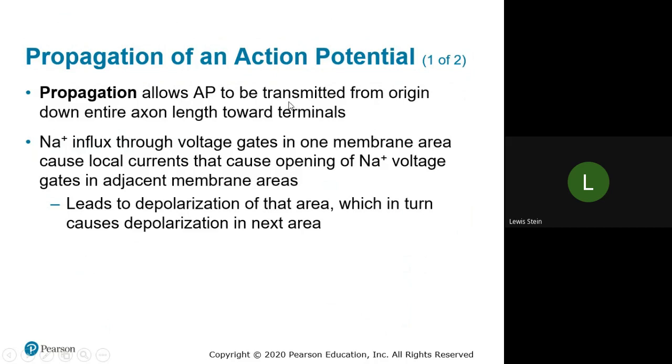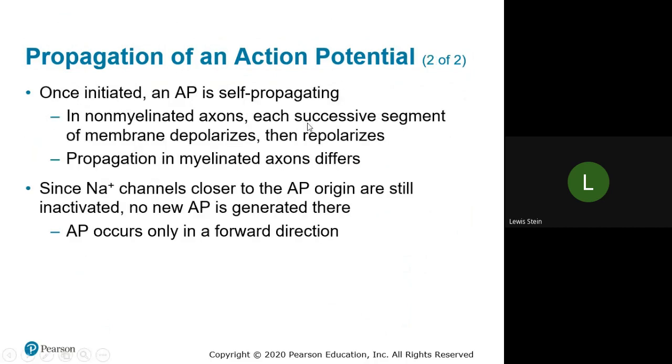And it propagates, transmitted from the origin down the length of the entire axon. Sodium influx through voltage gates in one area opens, and it leads to the next area and the next area until finally, just like we saw at the neuromuscular junction, the impulse gets there, hits the voltage gated calcium channels, and the synaptic vesicles fuse, exocytosis, etc. So non-myelinated axons, each successive segment, in myelinated, it differs. Since sodium channels closer to the AP origin are still inactivated, no new action potential is generated there. So the action potential only goes in a forward direction. It's only going that way.